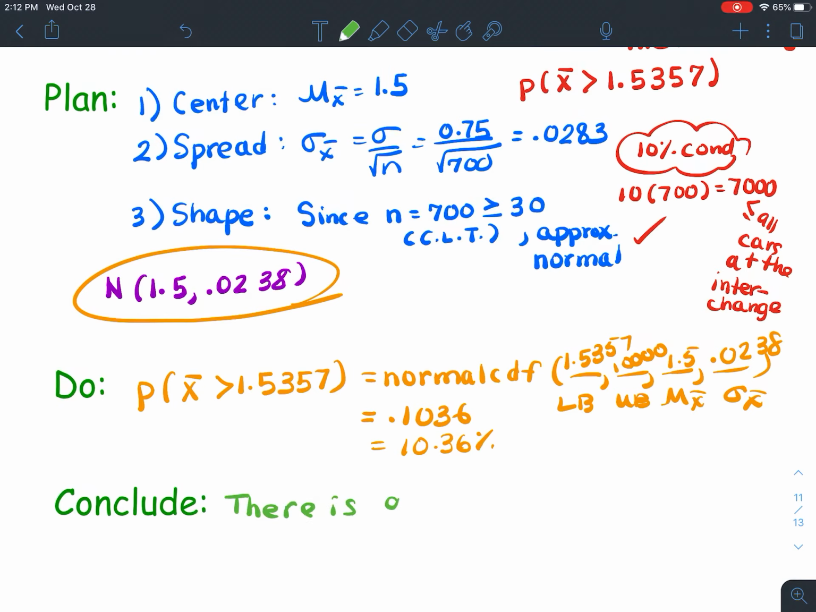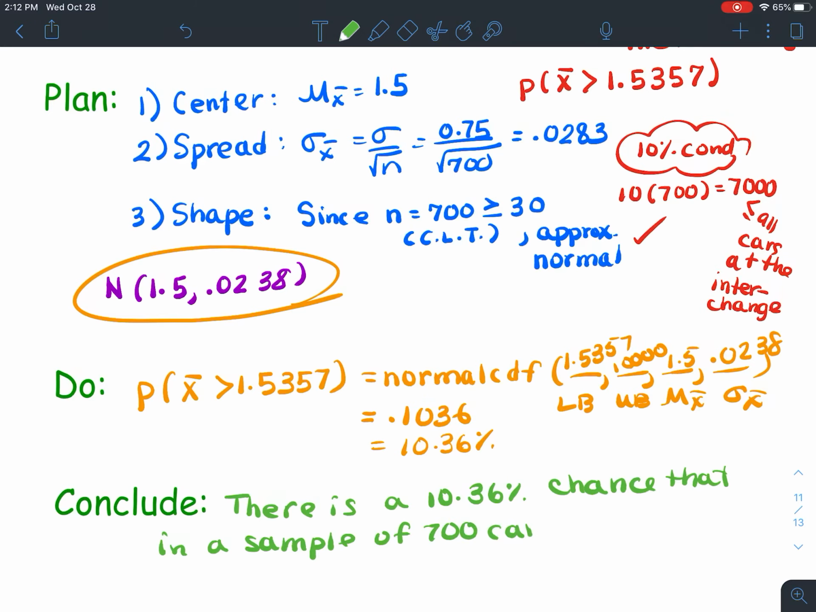Okay, so our conclusion would look something like this. There is a 10.36% chance that, and it's important you mention the sample size because this probability changes depending on what your sample size is, because that's part of how you got your standard deviation to be the number that you got. So there's a 10.36% chance that in a sample of 700 cars, okay, so that's important that you're mentioning that.